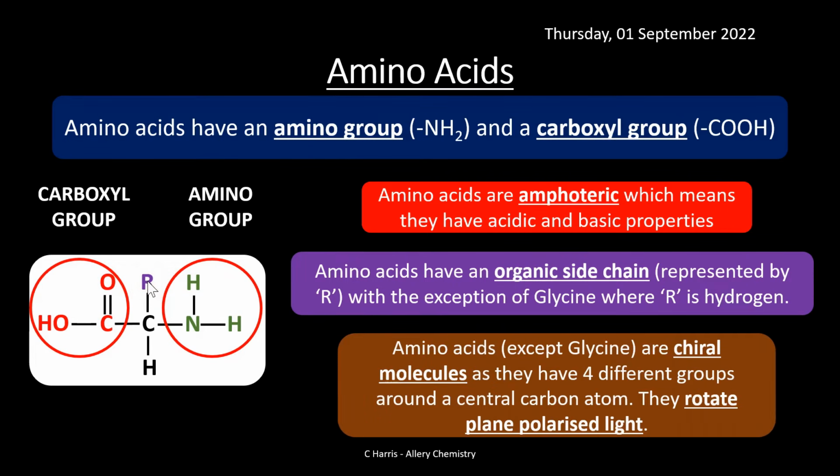So amino acids, like I say, except glycine, are chiral molecules. Remember that from previous topics, because they have 4 different groups surrounding them. And that means they can rotate plane polarized light. Remember, that's one of the signs of having something that's optically active: if you pass plane polarized light through an optically active compound, it will rotate the plane polarized light to one side.